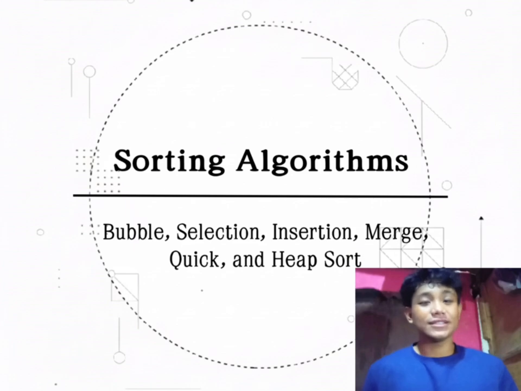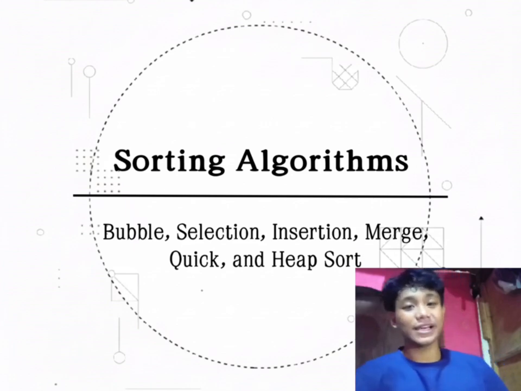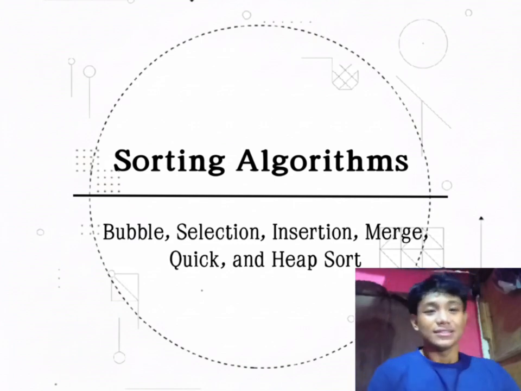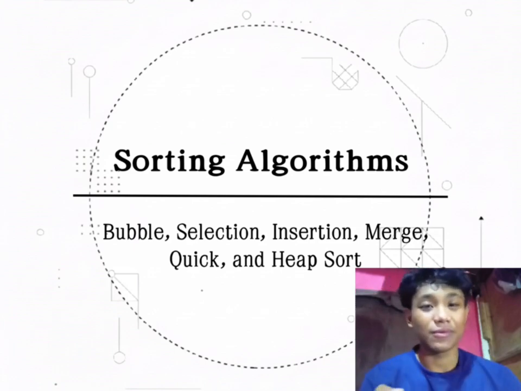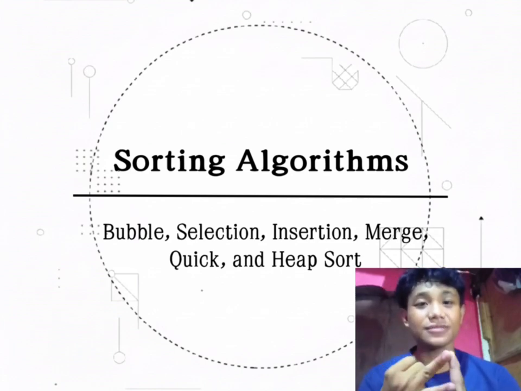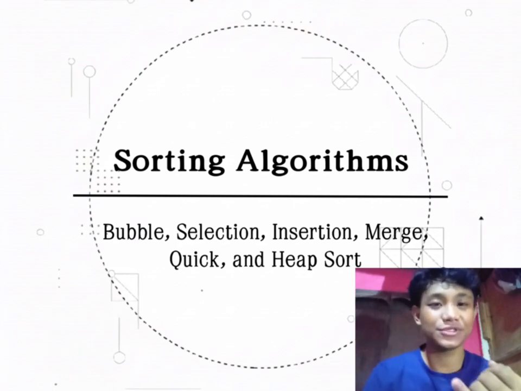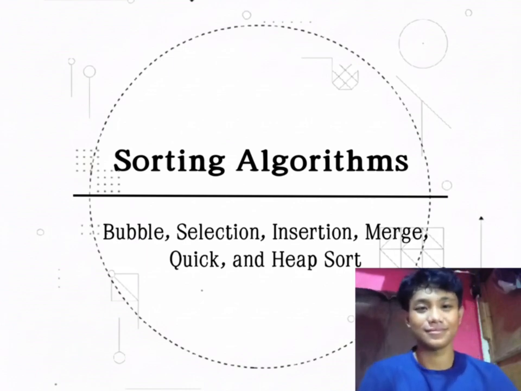Good day, everyone. Today, I will explain 6 common sorting algorithms used in computers. What are these? First, these are bubble sort, selection sort, insertion sort, merge sort, quick sort, and heap sort. I will explain them in simple words so we can understand how they work.